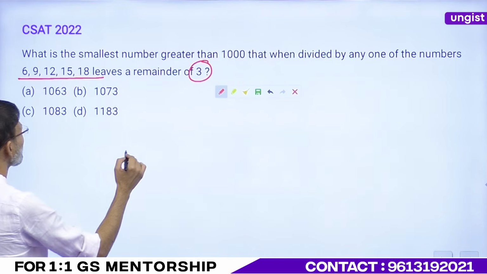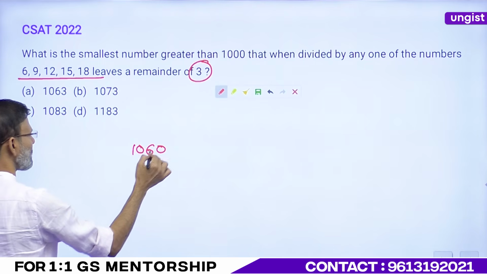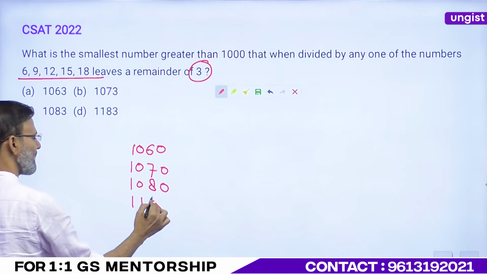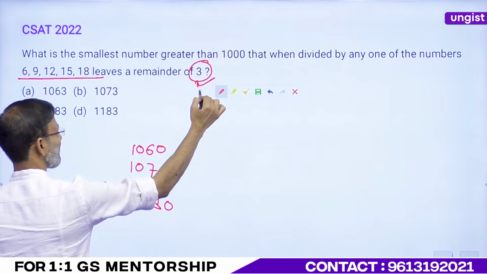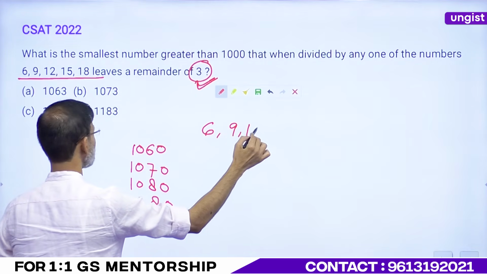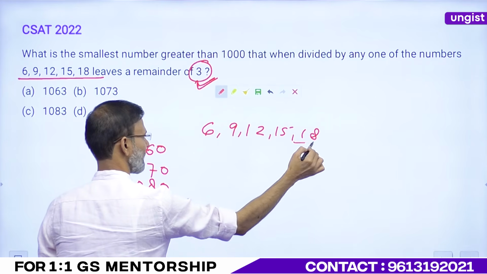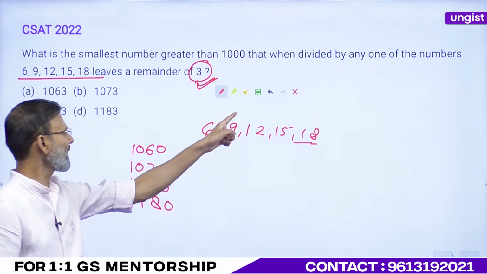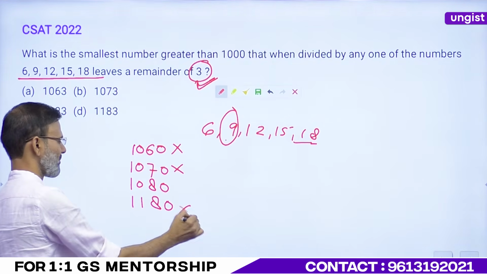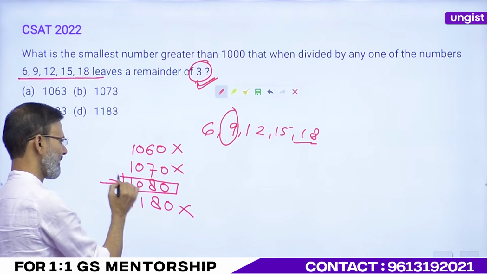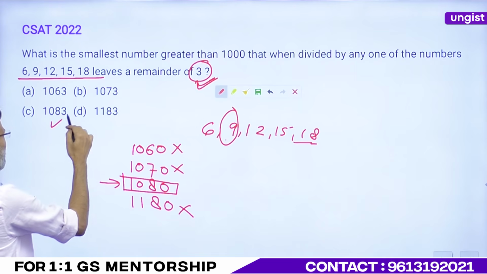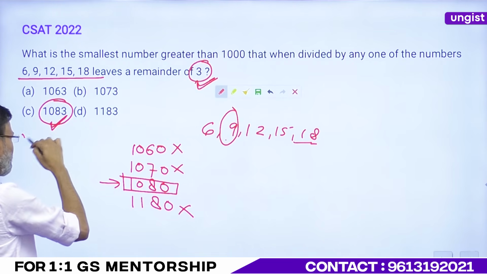All right. Okay. So 1060, 1070, 1080 and 1180. Fine. Divisible by 3. Oh, sorry, the remainder is 3. And the numbers are what? The numbers are 6, 9, 12, 15, 18. Okay. So if a number is divisible by 9, the sum of digits must be divisible by 9. This is not correct. This is not correct. This is not correct. Only this option is correct. Fine. So 1080 is completely divisible by 9. So which means when 1083 is divided by 9, it leaves the remainder 3. All right.